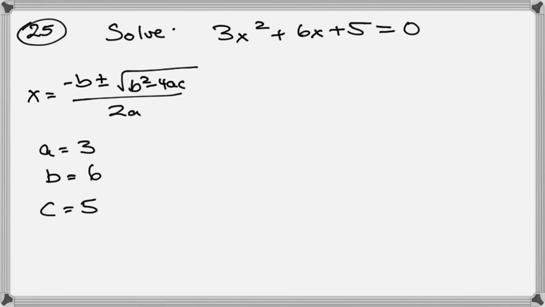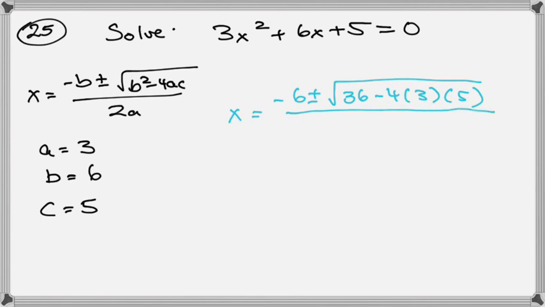Okay, let's plug it in. How about a beautiful blue? x equals opposite of b, negative 6, plus minus the square root of 36 minus 4 times 3 times 5. Please use a calculator. All over 2 times 3.